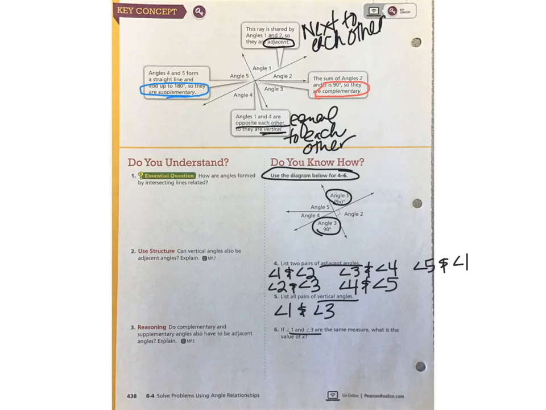If angle 1 and 3 are the same measure, which they are because they're vertical, what is the value of x? Well, in this case, 9x equals 90. So we're going to divide both sides by 9, and x must be equal to 10. Remember, those vertical angles are equal, and since angle 1 is 9x and angle 3 is 90, we can say 9x must be the same as 90, and therefore x is 10.